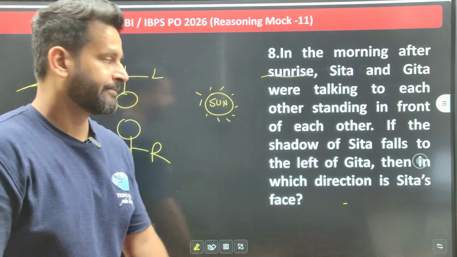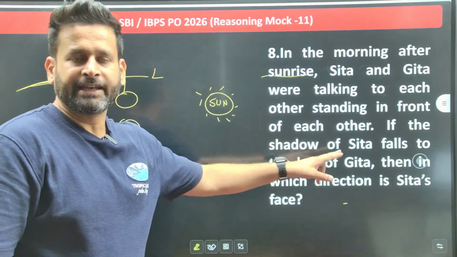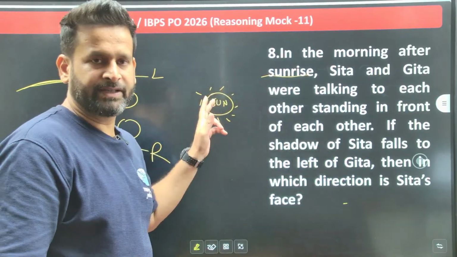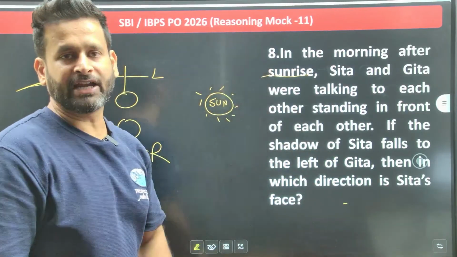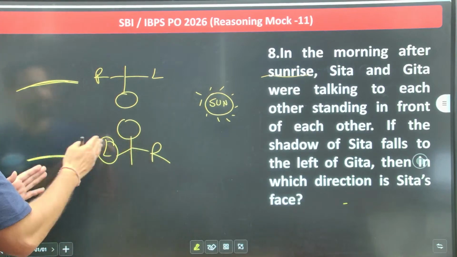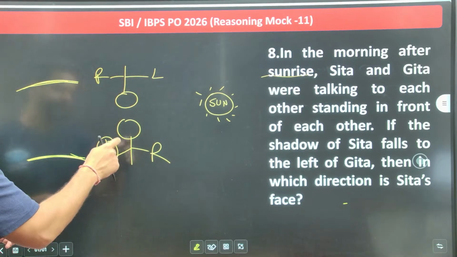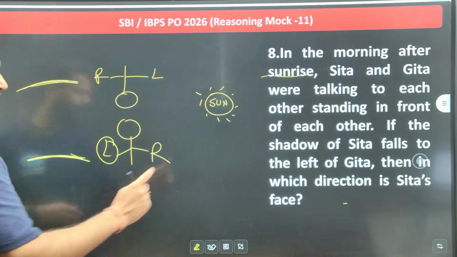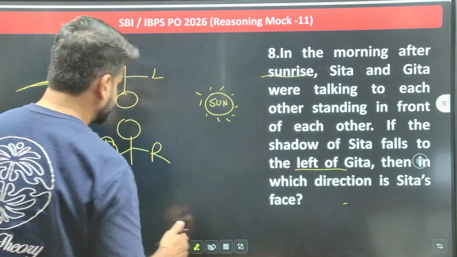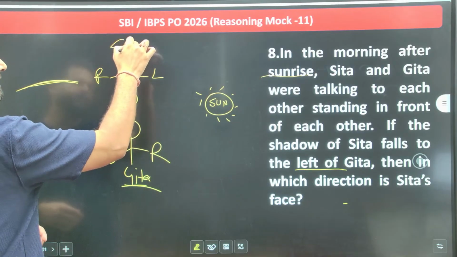Now, let us give names. The shadow of Sita is falling to the left of Geeta. Now you need to see that out of these two persons, the shadows are falling on whose left. This is the person on whose left-hand side the shadows are, because for this person the shadow is on the right. According to the question, it is left of Geeta. So this person will now be Geeta and this will be Sita.